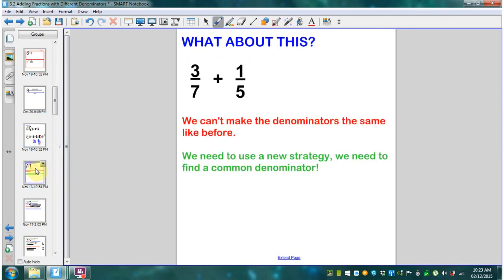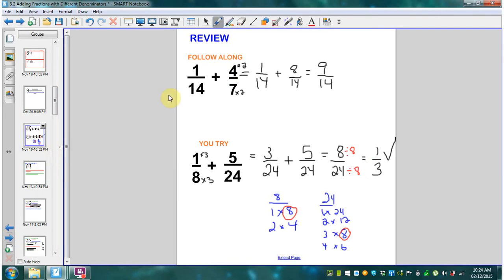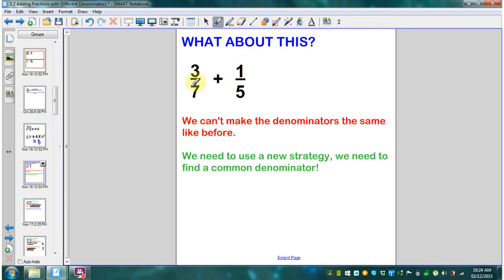Okay, so moving on. No need to write this down, just follow along. What about this? We have 3 over 7 plus 1 over 5. We're used to these two numbers being multiples of each other. For example, we're used to having a 7 and a 14. That's easy, you just multiply 7 by 2. Or 8 and 24, you just multiply your 8 by 3 to get 24. But here, we can't make 5 into 7, and we can't make 7 into 5 by multiplying. So we can't make the denominators the same like before. We need to use a new strategy.